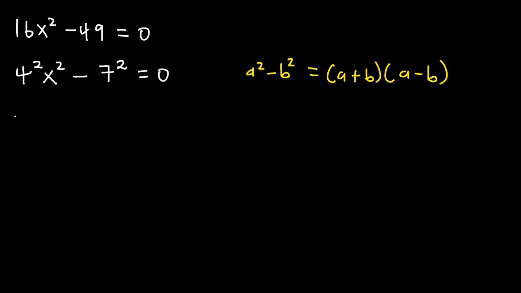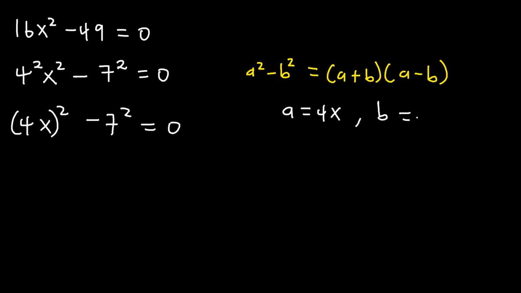And this can also be written as 4 times x raised to the power of 2 minus 7 to the power of 2 equaling to 0. And so for this example, a will be equal to 4x and b will be equal to 7. So this will be 4x plus 7 times 4x minus 7 equaling to 0.